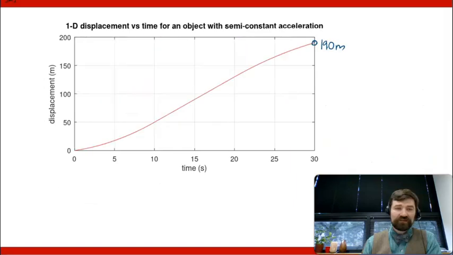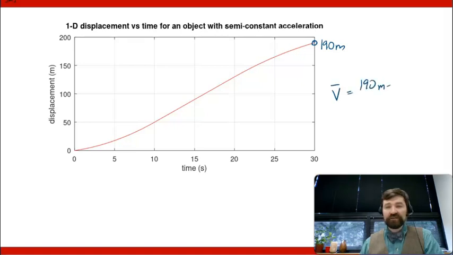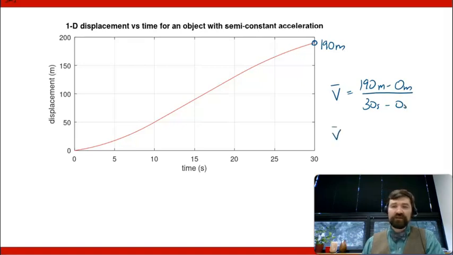What about if I wanted to find the average displacement, the average velocity? Well, essentially I could do that by having this plot and circling the start and end locations and then dividing by time. So v average is 190 meters minus 0 meters divided by 30 seconds minus 0 seconds. And so my v average in this case would be something like 6 and a third meters per second.